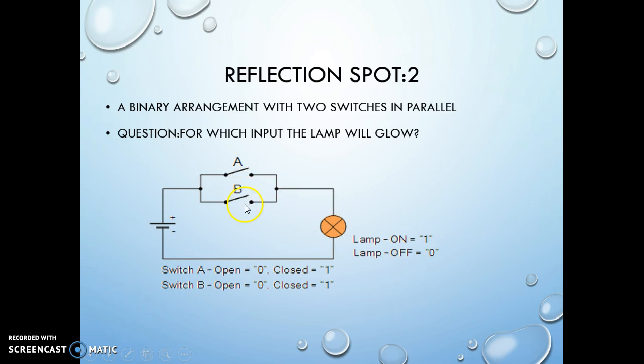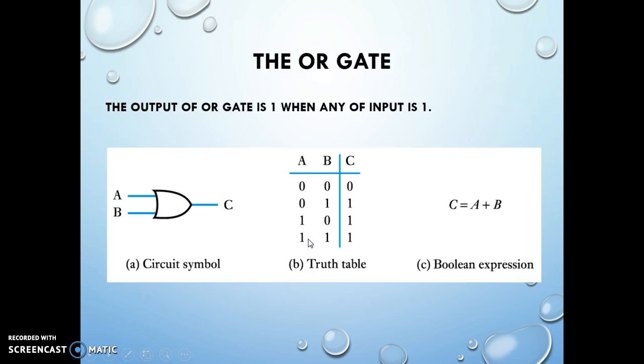If any of the inputs is 1, then the output of the lamp will be 1. This is called the OR gate. The output of the OR gate is 1 when any of the inputs is 1. This is the symbol of the OR gate. This is the expression for the OR gate: C is equal to A plus B. This is the truth table for the OR gate.